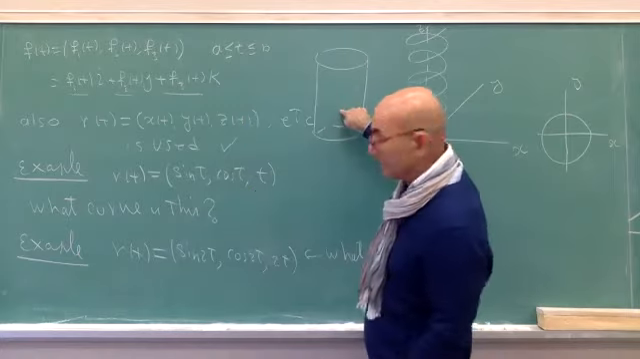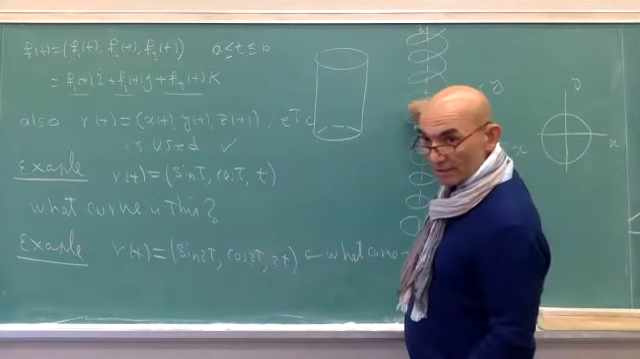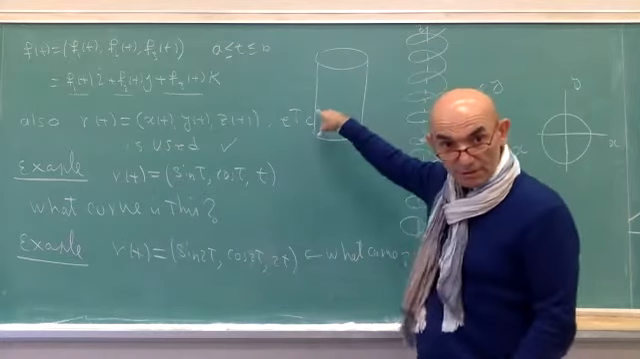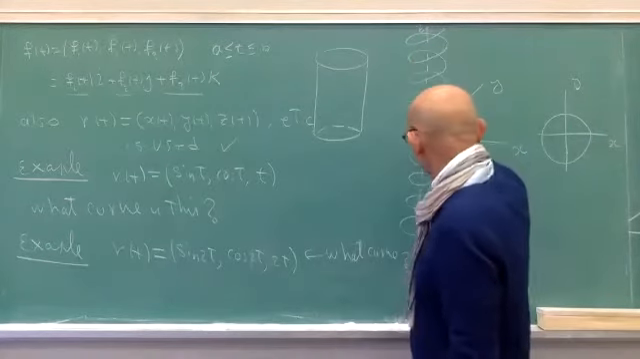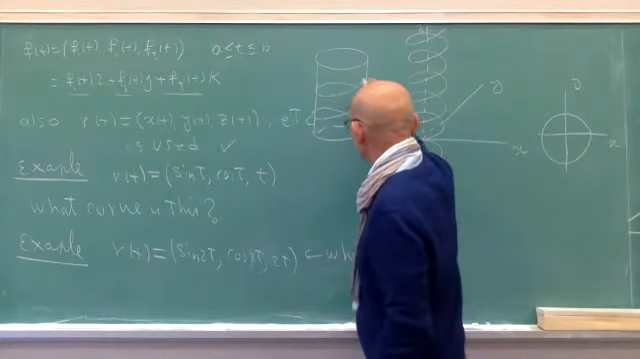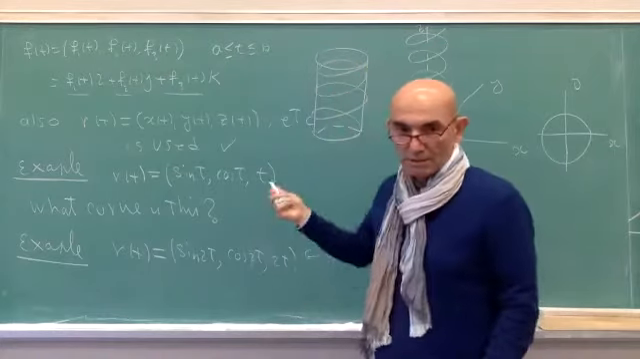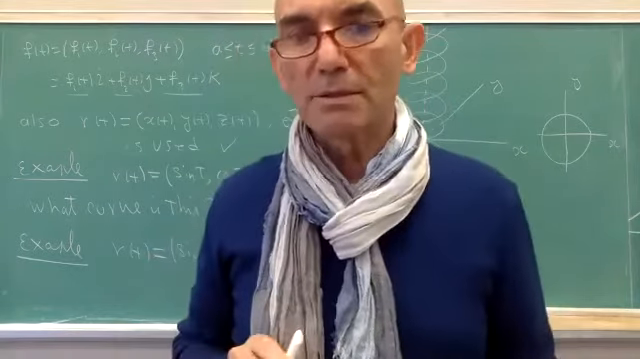A cylinder is a surface, while a spiral is a curve. The spiral is one-dimensional; the cylinder is two-dimensional. They are very, very different. It just happens that this curve is wrapped around the cylinder like that. But that doesn't matter. The curve could be something else. It doesn't matter.